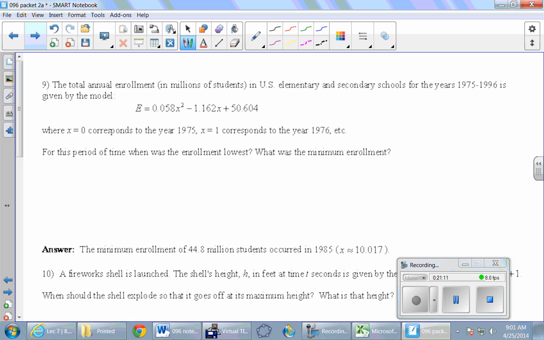So let's pause for 1 second. True or false? The annual enrollment in elementary and secondary school, secondary meaning middle and high school. If we just take a look at how many kids are in grades K through 12 right now today, would you say that's basically the same number every year? Why would that number change?